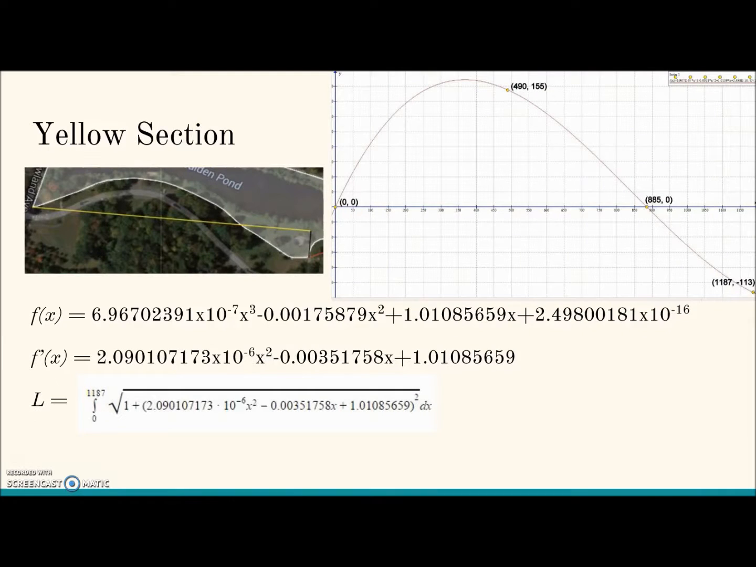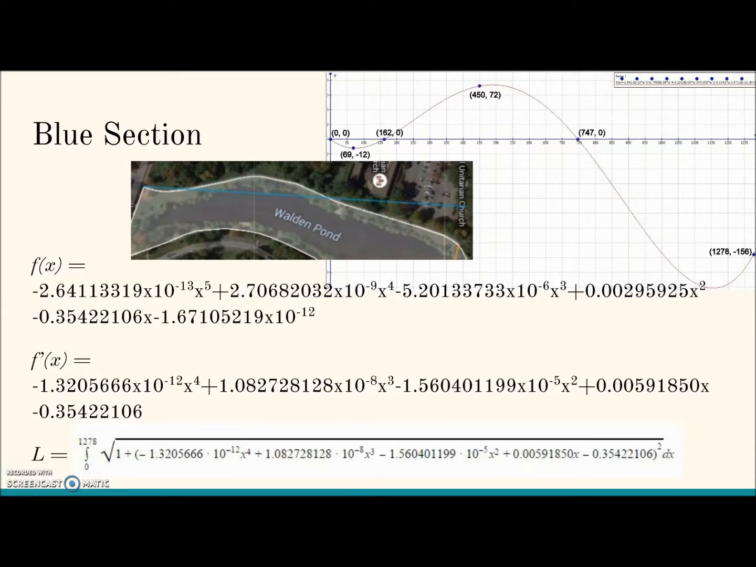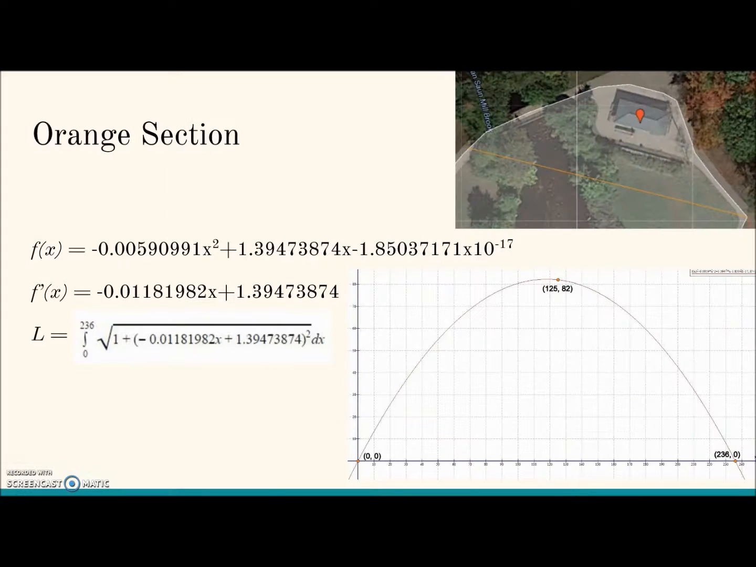For the yellow section, I decided that a cubic function fit the maxes and mins I found the best, while for the blue section, I thought a 5th degree polynomial function fit the best. For the orange section, I again used a quadratic function.